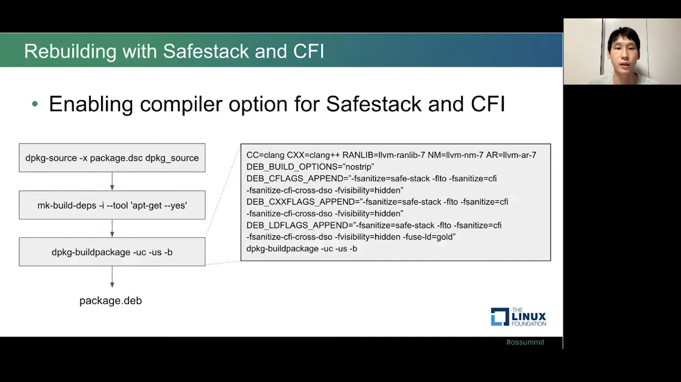To enable compiler options, we can append options to dpkg-buildpackage, like this: dep cflags append, cxxflags append, and ldflags append. The first one is SafeStack, which builds with the SafeStack compiler option. And the last one is the CFI compiler hardening option.